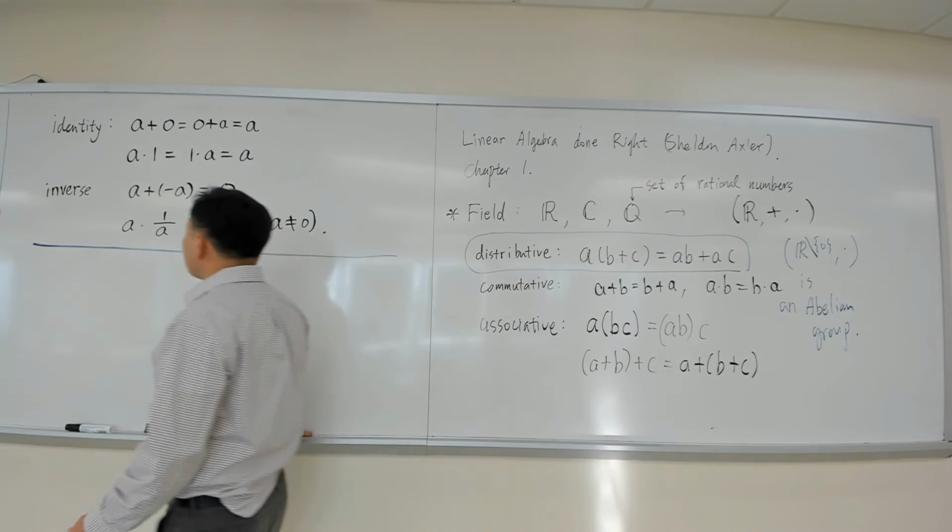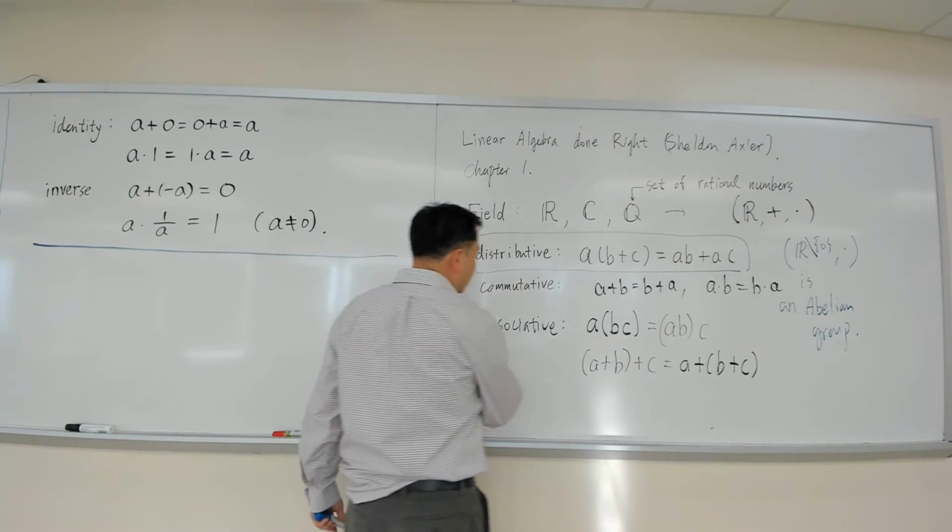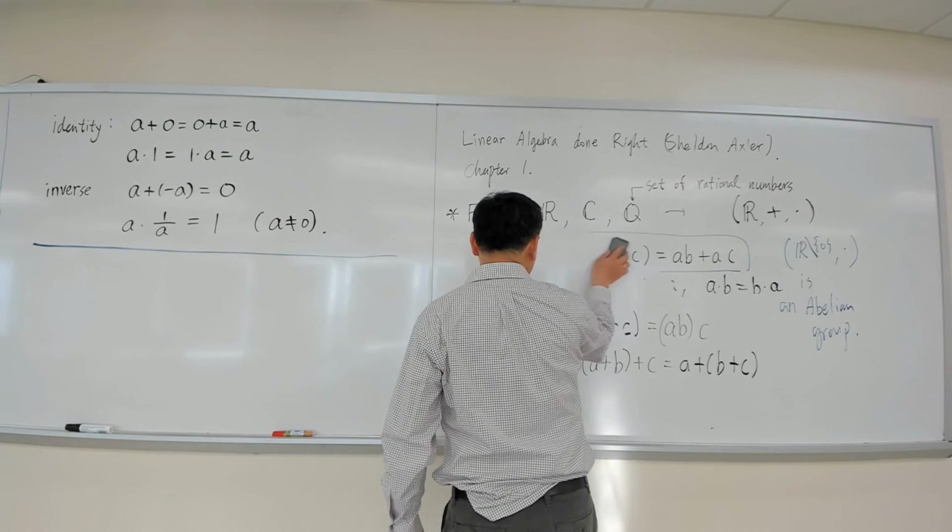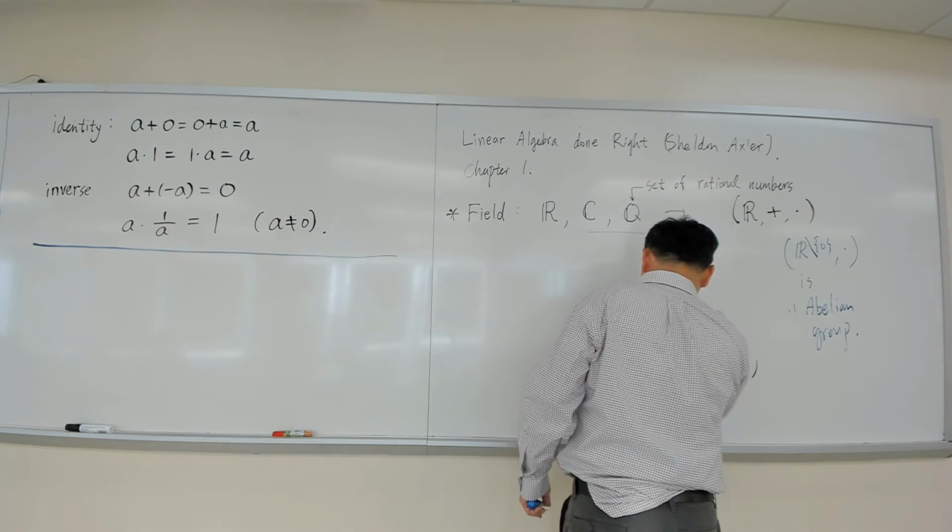Okay, so we defined what a field was. A field is these 9 properties.